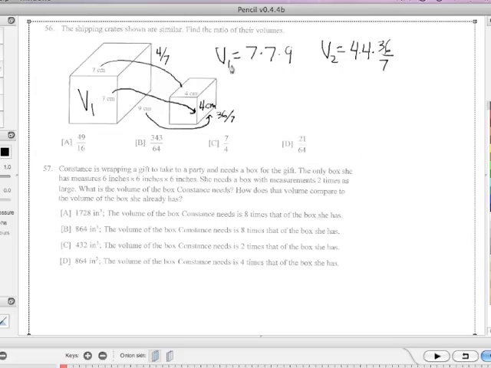And the ratio is just V1 over V2. So that's 7 times 9 over 4 times 4 times 36 divided by 7. Now we're going to simplify some stuff as much as possible. Let's multiply top and bottom by 7. Right? Multiplying by 1 doesn't change anything. So that 7 cancels with the 7 here, cancels with this 7.